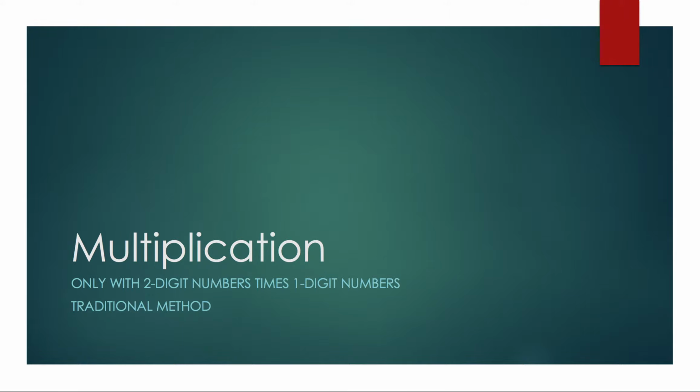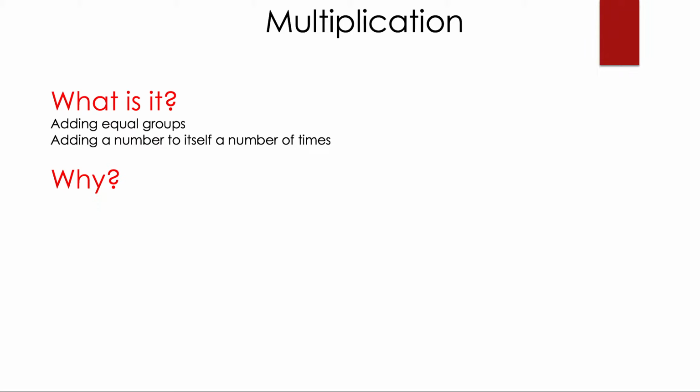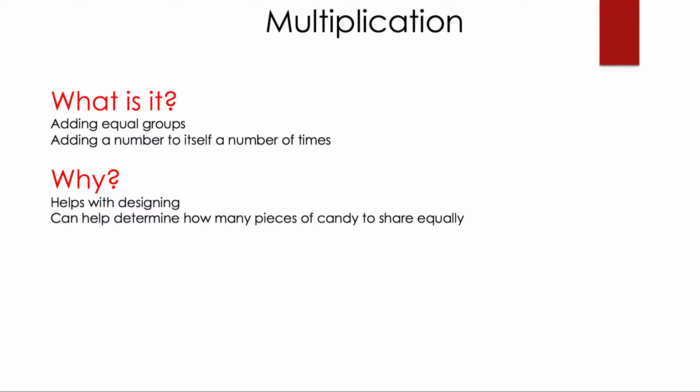Multiplication only with 2-digit numbers times 1-digit numbers, traditional method. What is multiplication? Adding equal groups or adding a number to itself a number of times. Why? It helps with designing, and can help determine how many pieces of candy to share equally.